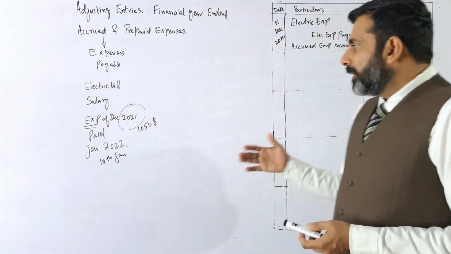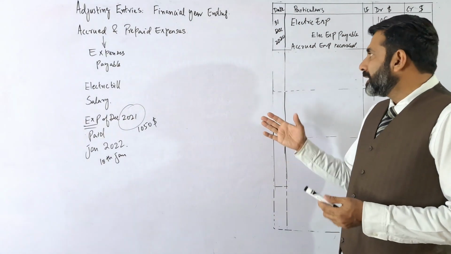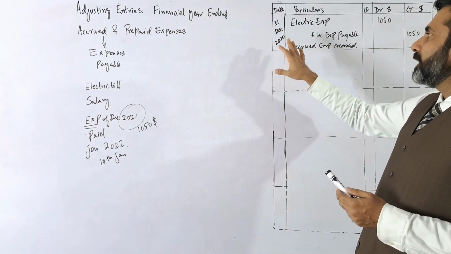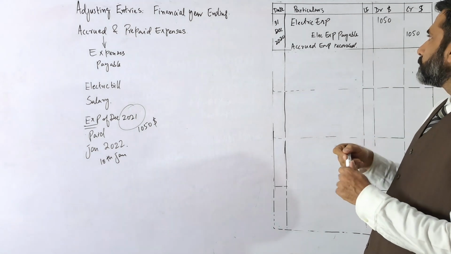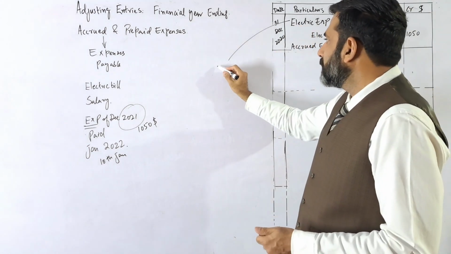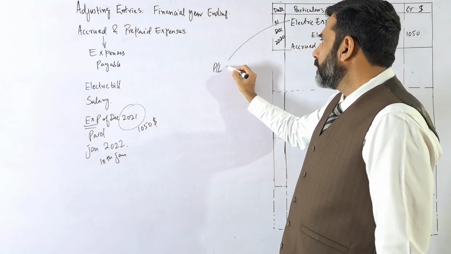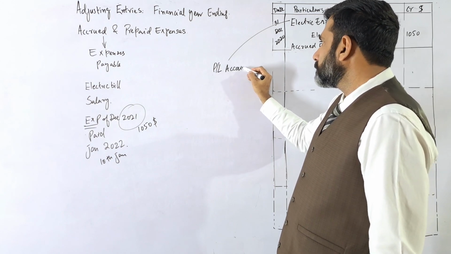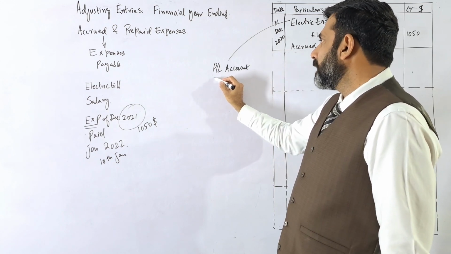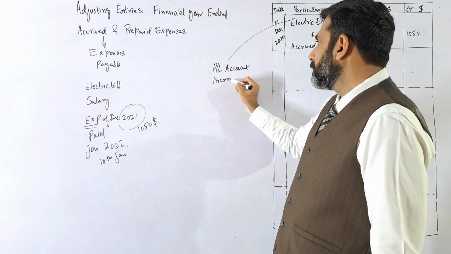Now, after 10, 12, 13 days, but in the next year, now here the financial year is completed, this expense will be written in the profit and loss account, or what we call the income statement.